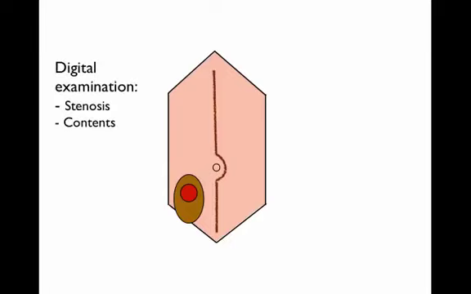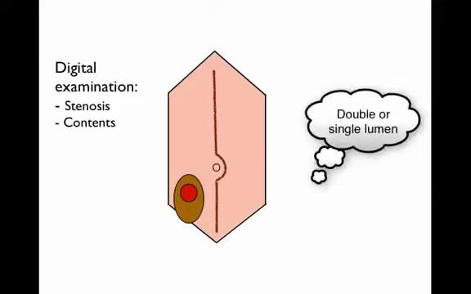We should also offer to perform digital examination. Here we can find out if the stoma has a stenosis, and also the contents. Remember, if the patient no longer has a communication with their rectum, then this is your opportunity to find out the colour and form of the stool. Finally, this often allows you to find out whether the stoma is single lumen or double lumen, helping you differentiate between an end and a loop.